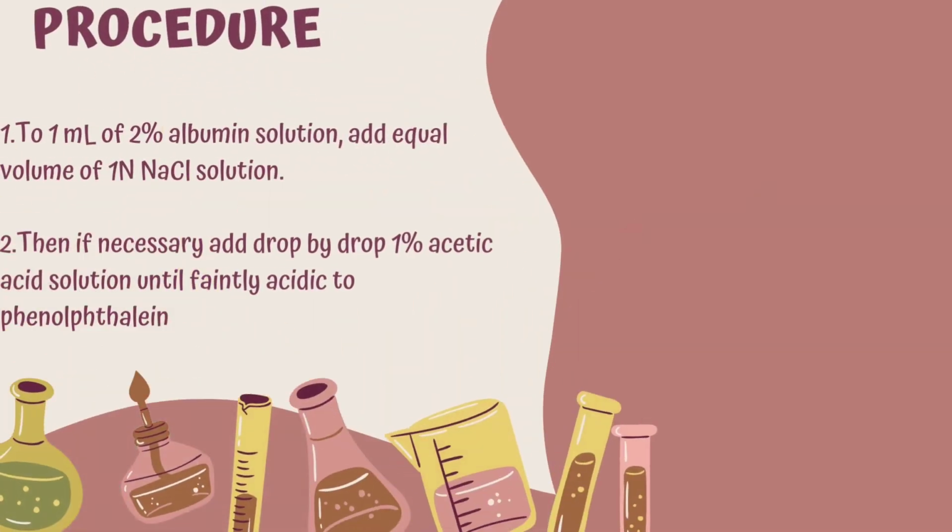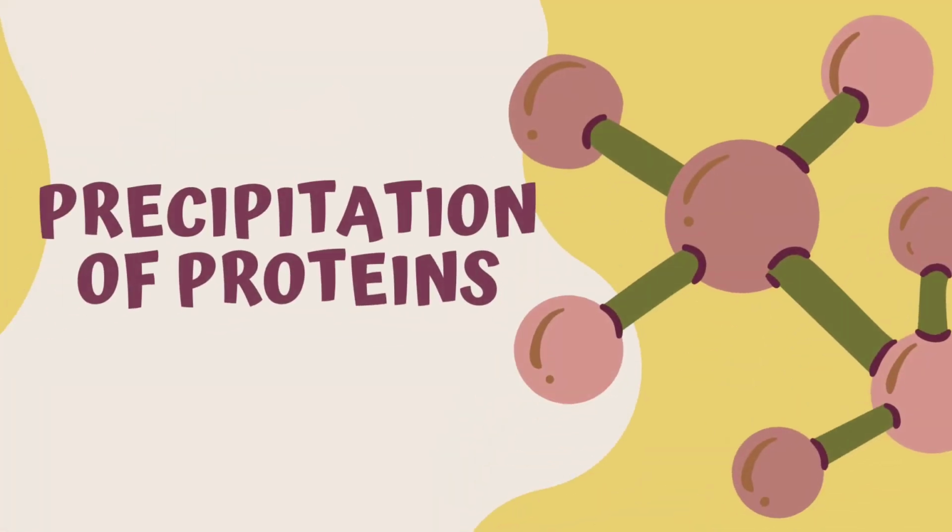Procedure. To 1 ml of 2% albumin solution, add an equal volume of 1 normality sodium chloride solution. Then, if necessary, add drop by drop 1% acetic acid solution until faintly acidic to phenolphthalein.